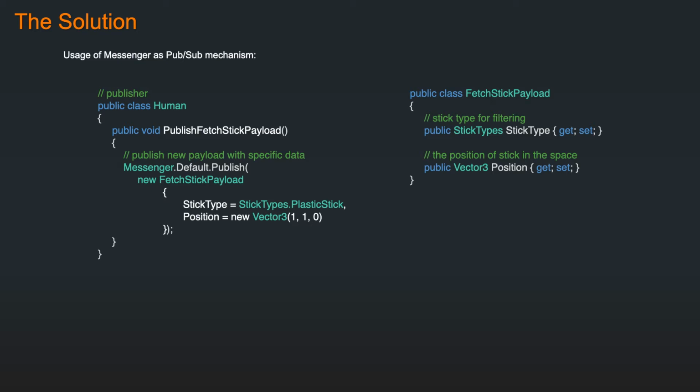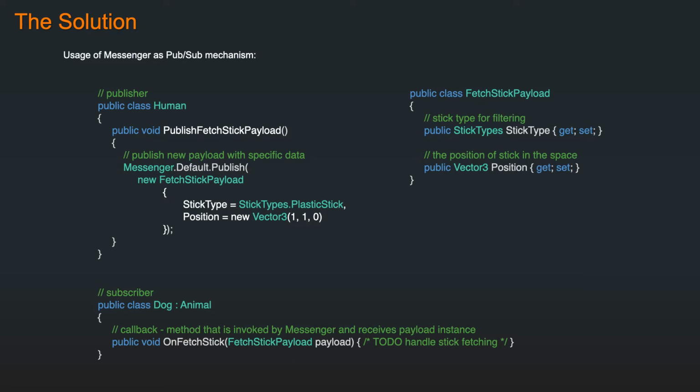FetchStickPayload is a lightweight class that contains two properties. Property StickType that can be used to filter payloads by types of sticks. For example, different dogs like different types of sticks. Property Position is a position of a stick in the space or in the game scene, where dog can fetch the stick. Improved class Dog contains method OnFetchStick that is used as a callback to receive fetchStick payload. In this case, Dog is a subscriber and Human is a publisher.